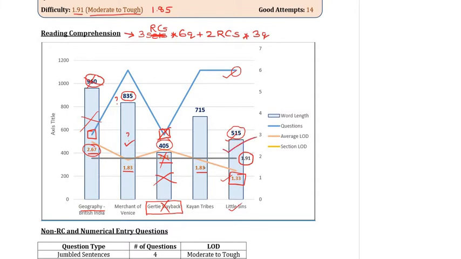When I contrast this now with the only passage left, that is the one on Kayan tribes, this was again more sociology based or anthropology based, where we were discussing tribes of a certain region and their characteristics and their habits, etc. Slightly longer than a typical CAT passage.